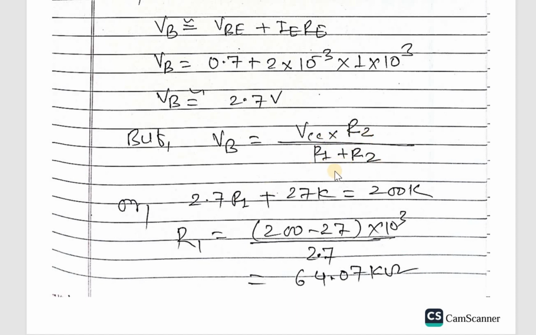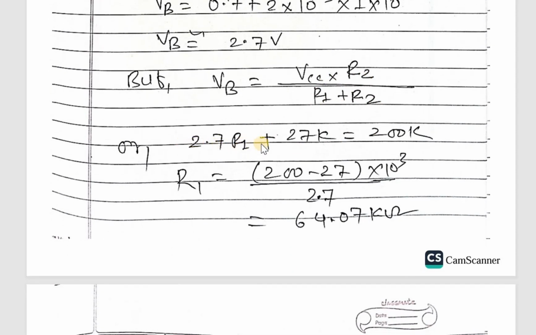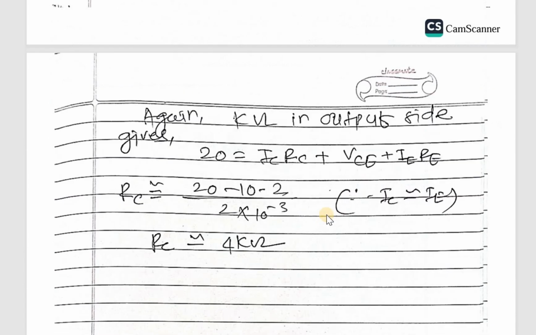VCC into R2 upon R1 plus R2. Then 2.7 R1 plus 27 k equal to 200 k, that is R1 equal to 200 minus 27 into 10 to the power 3 upon 2.7, that is 64.07 kilo ohm. This is the value of R1.